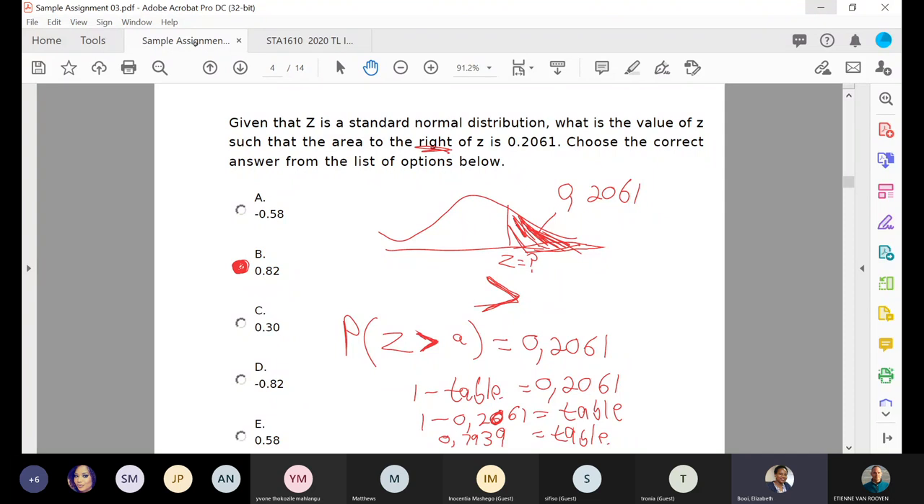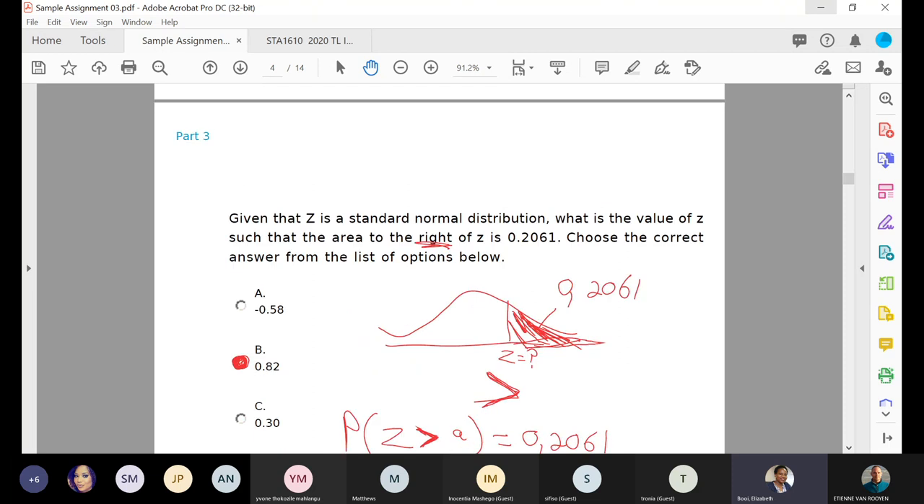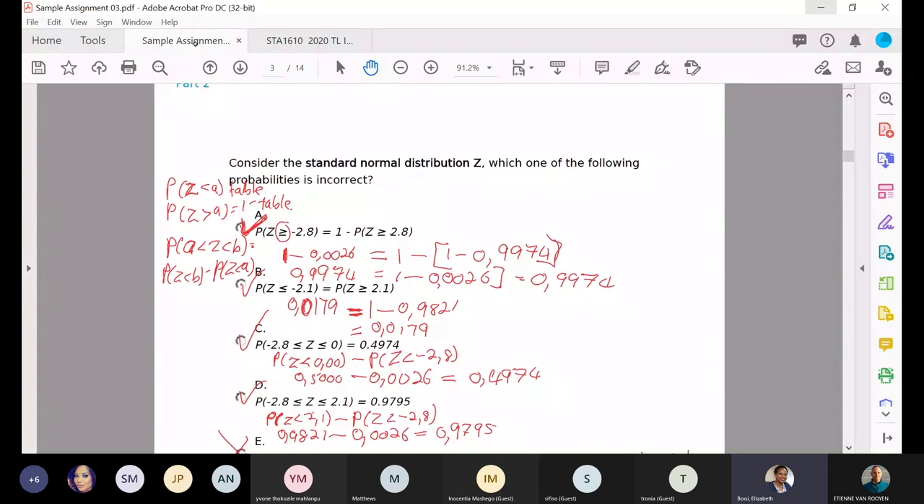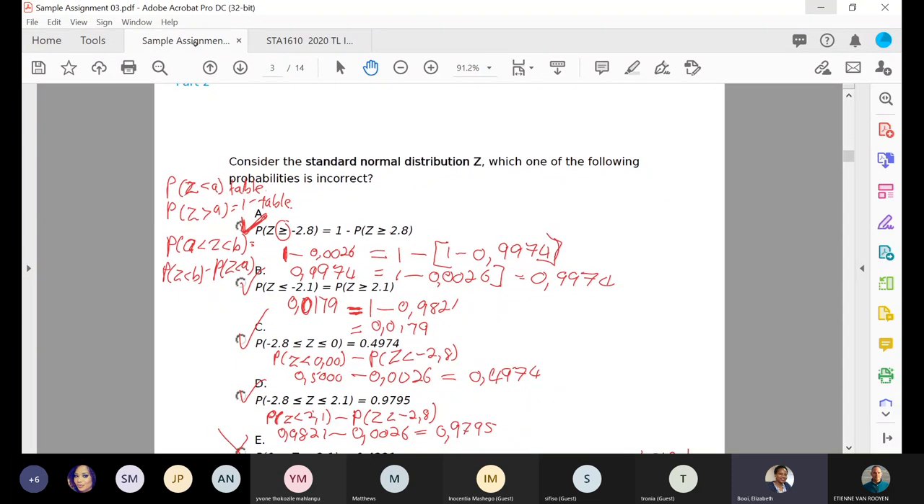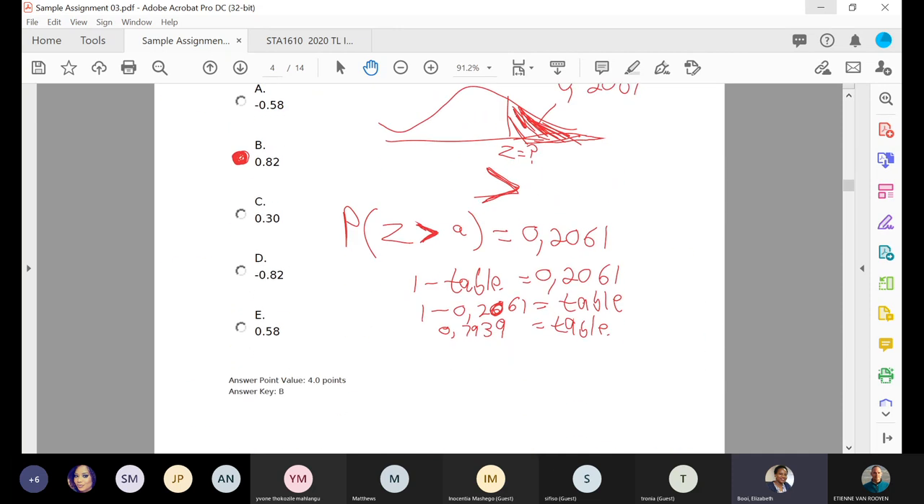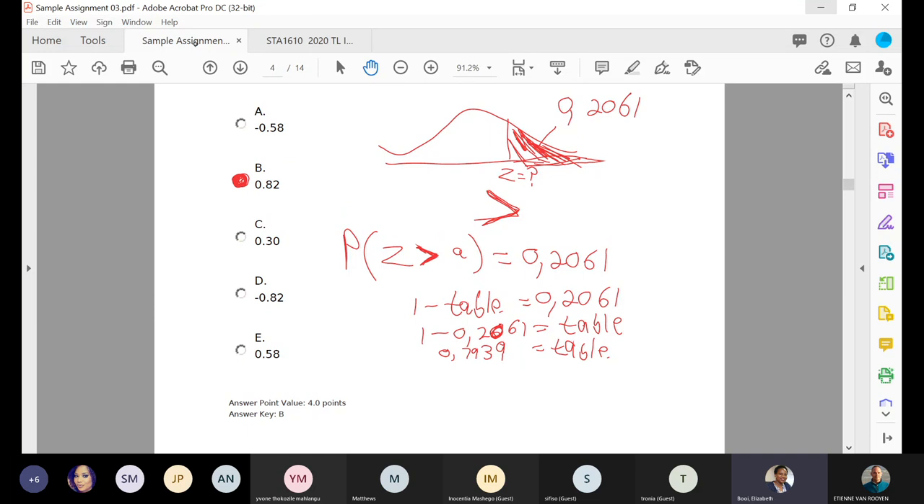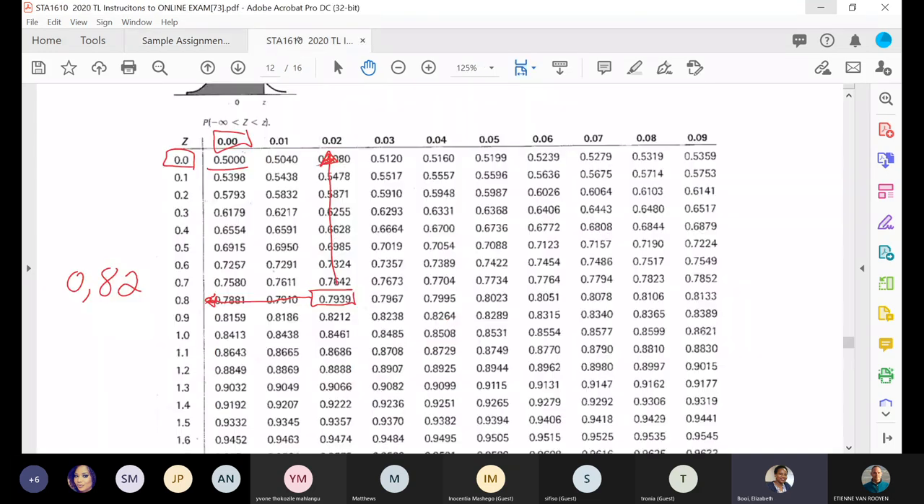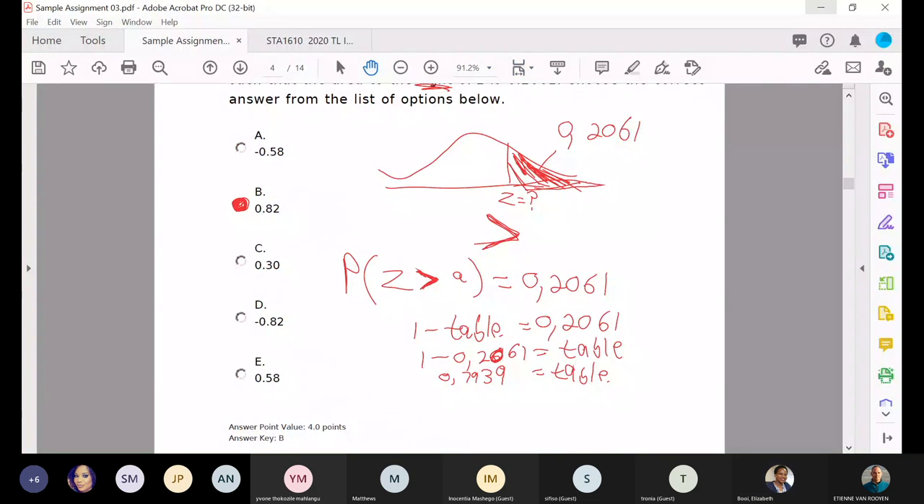They would have gotten the answer of 0.2061, because the probability to the right is 1 minus the value on the table. And that's what we've learned. The probability to the right is 1 minus the table value. We go and find the table value, and the table value is 0.739. Then you look for the Z value that corresponds to that probability, and you will find that it is 0.82. So B is the correct answer.